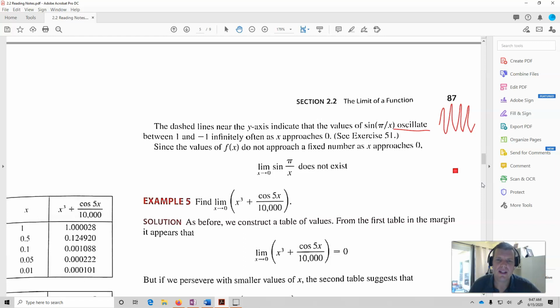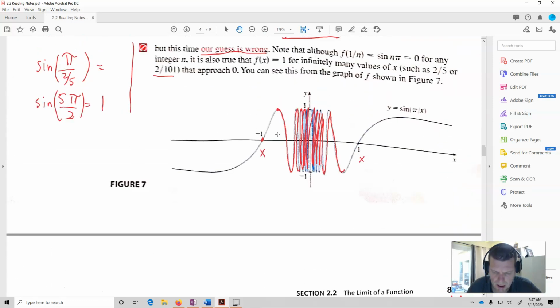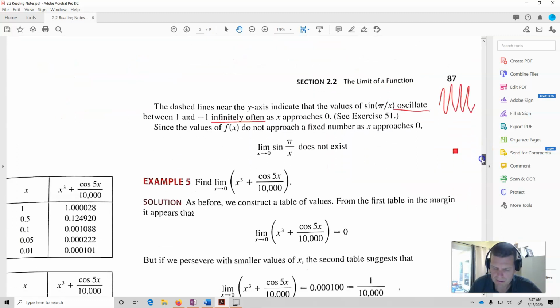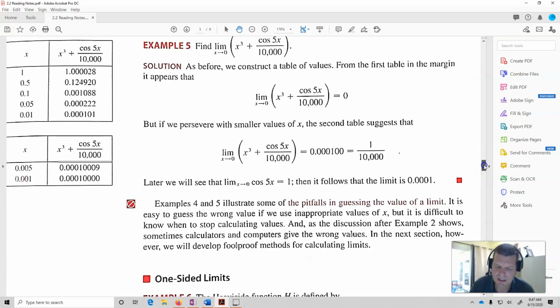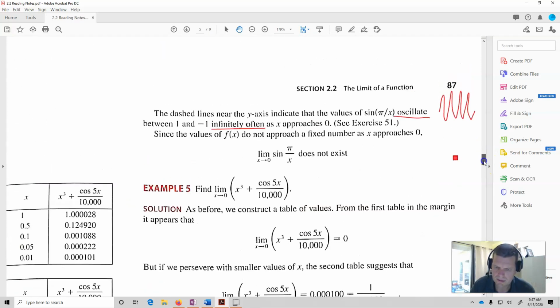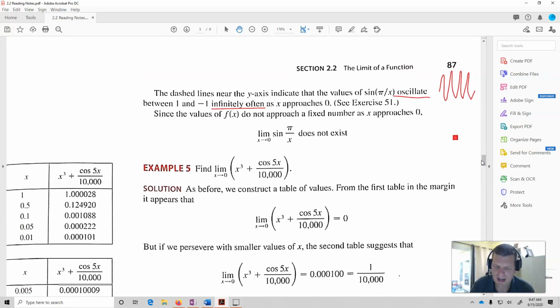Between 1 and negative 1 infinitely often as x approaches 0. Okay, so notice infinitely often, meaning that it spins up and down. I might even go back and look at it and go, okay, I kind of see it. As I get closer to 0, it looks like these oscillations are speeding up. All right, that makes sense. Since the values of f of x do not approach a fixed number as x approaches 0, the limit as x approaches 0 of sine of pi over x does not exist.